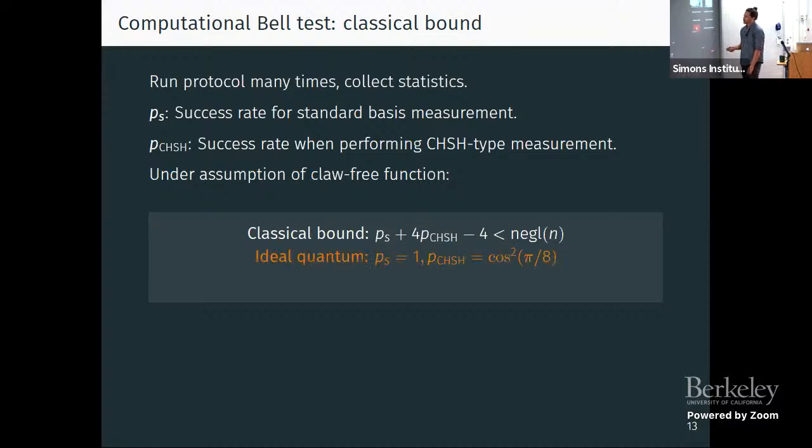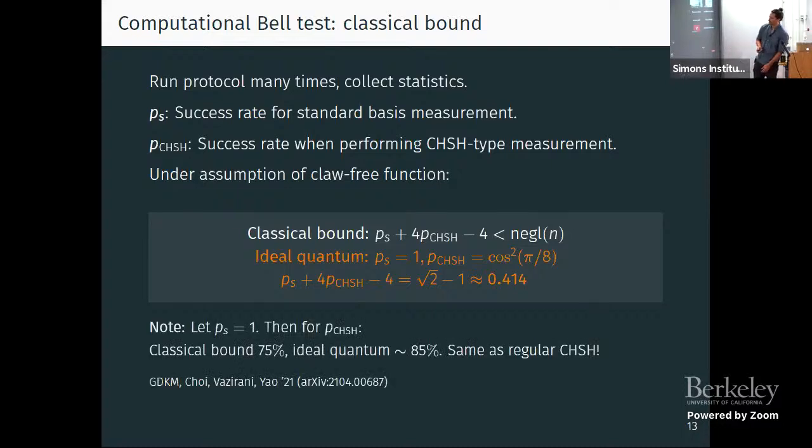And then if you walk through the case of the ideal quantum prover running the protocol honestly, you can show that you end up exceeding the bound by a fair amount. And one cool thing that I just wanted to point out is that if you hold the probability of getting that standard basis measurement right at 1, for both the classical and the quantum prover, then you can look at the probability of winning the CHSH measurement and you actually recover the exact win probabilities that you have in that normal game, which is kind of nice.